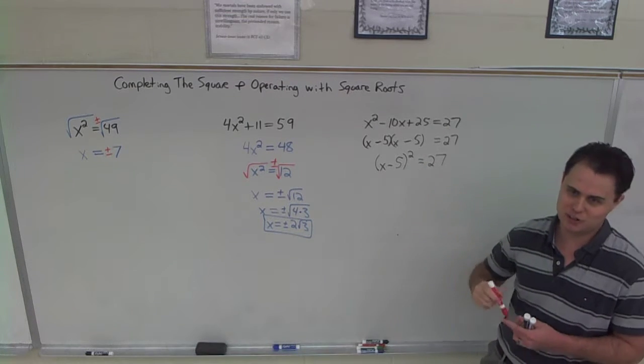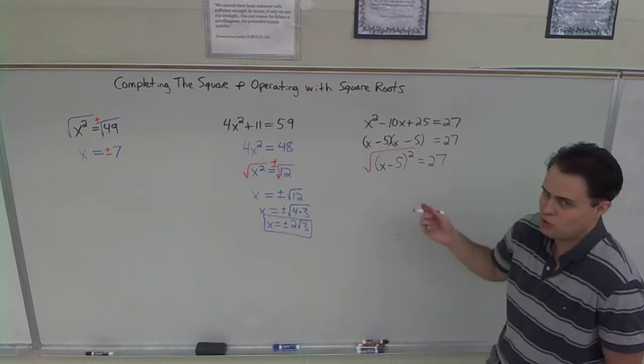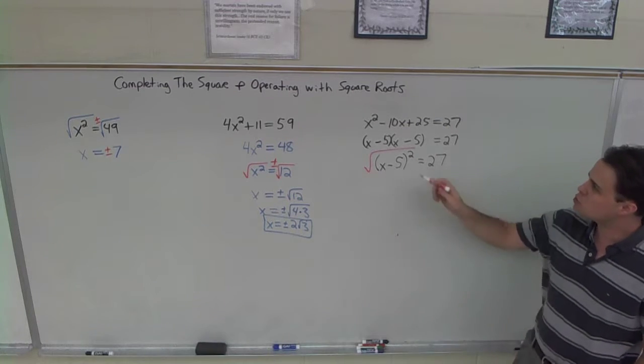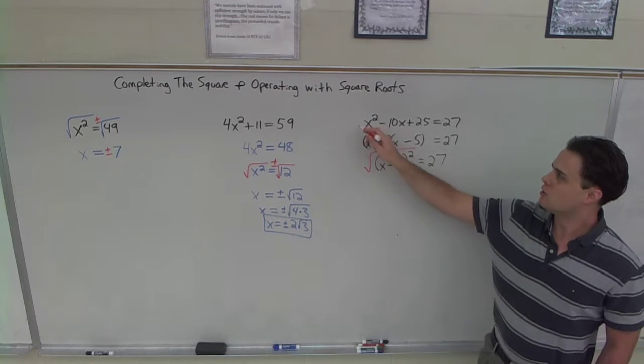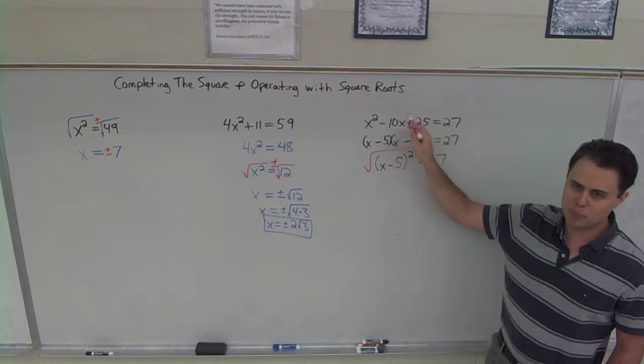Because now to get rid of squared, you just do that, right? We couldn't do that before. If you tried to square root this before, it wouldn't cancel because there's all kinds of other stuff blocking it up.